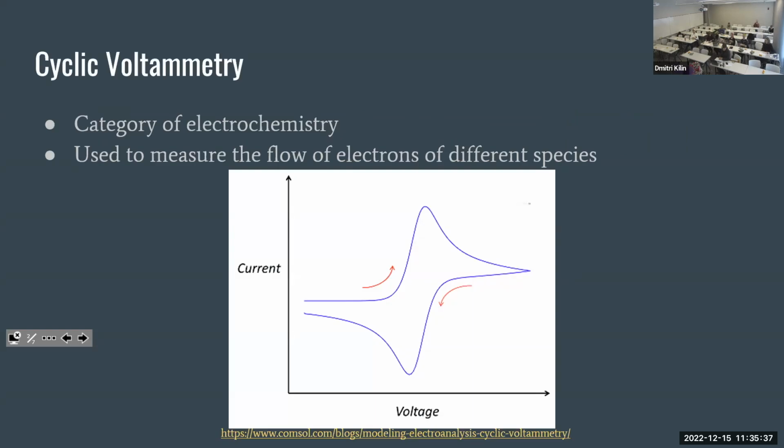So cyclic voltammetry, just as a background, is a category of electrochemistry.